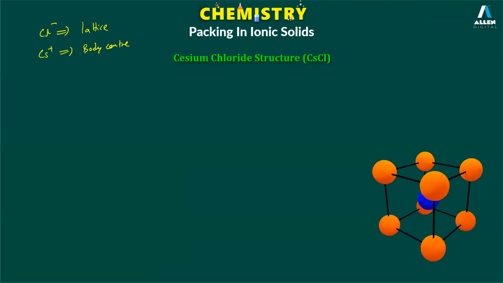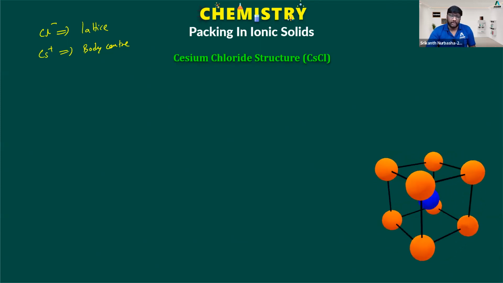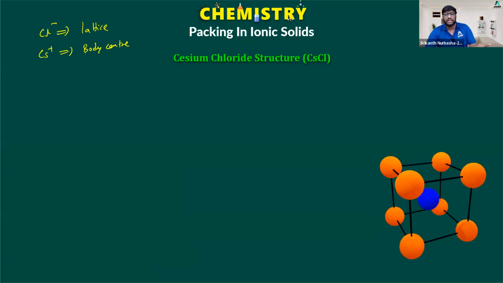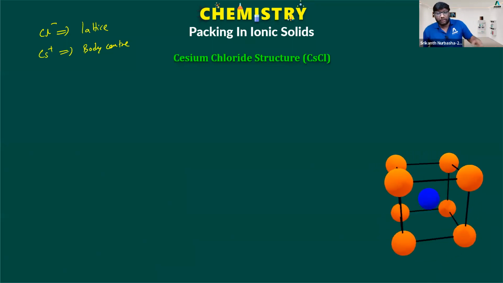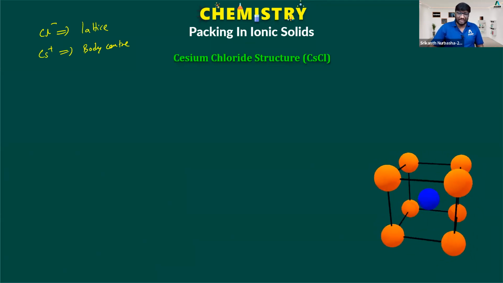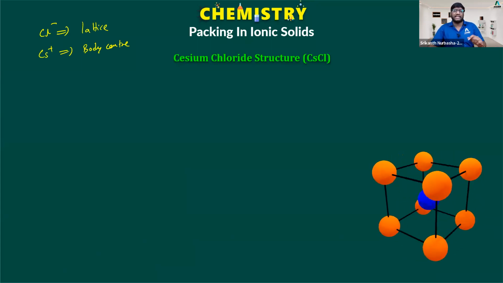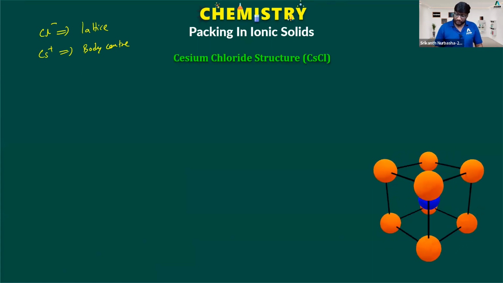The Cl minus are going to be present only at the corners of the cube, whereas Cs plus is present at the body center. Understand this point carefully. If the particles which are forming the lattice are present at corners as well as at the body center, then it is body centered cubic lattice. But here the lattice is formed by chloride ions, where the chloride ions are present only at the corners. So simple cubic type. And also the cesium plus is present at the body center. This is the structure.